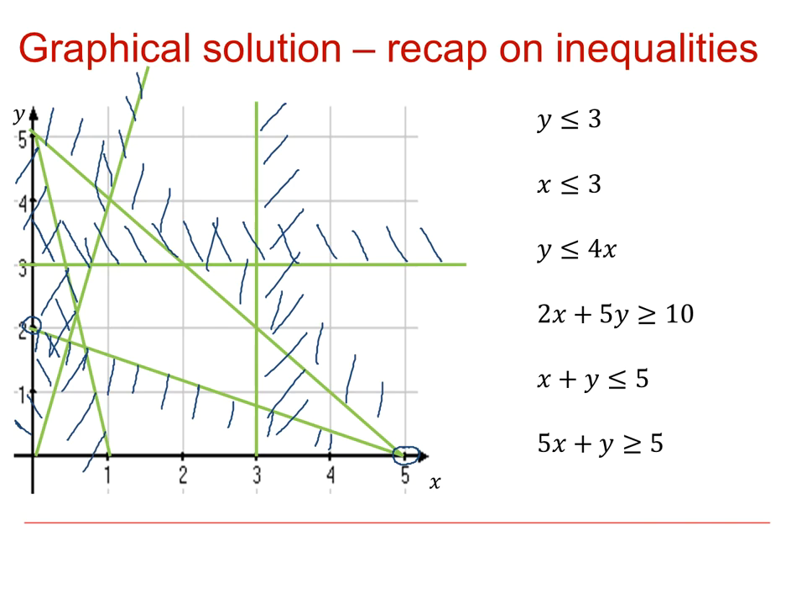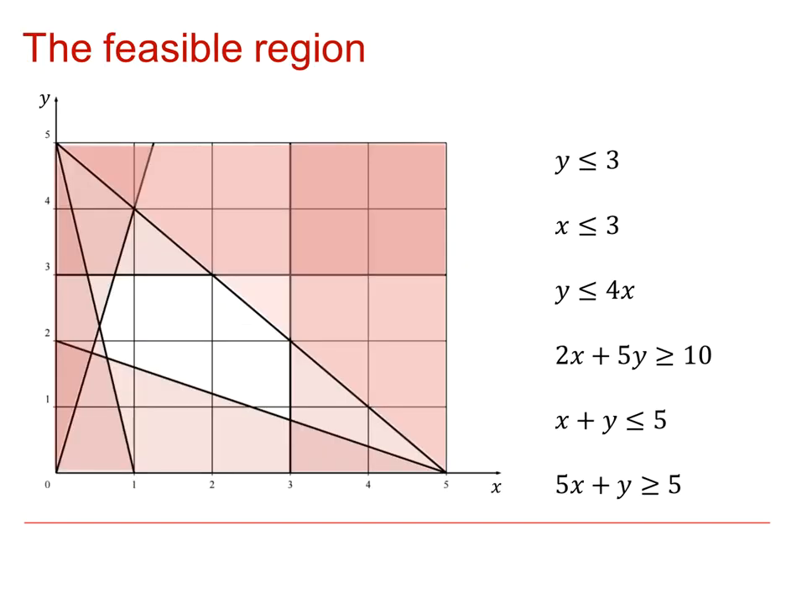So the region that we have left is that polygon there in the center of the graph, which is what we call our feasible region. Now I've got a nice neat version of this, and there it is. So this shows us our feasible region.